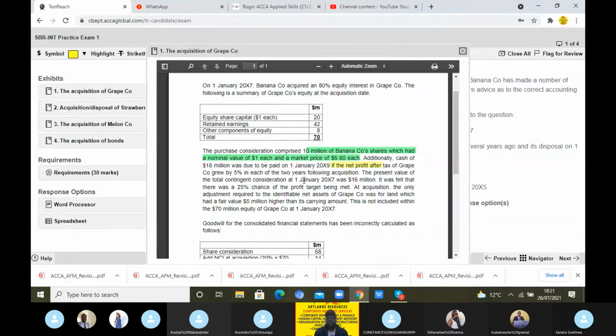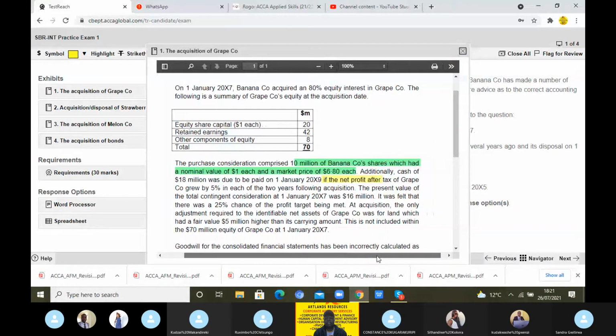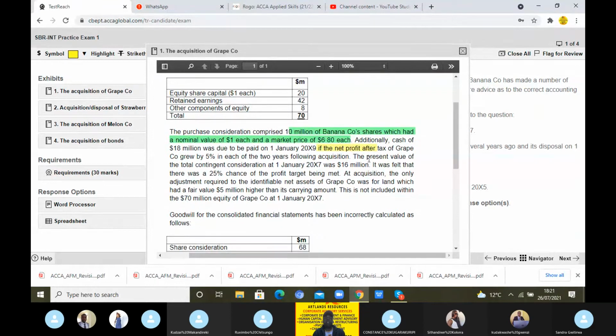So that was the present value. It was felt that there was a 25% chance of the profit target being met. Meaning, remember, contingent consideration, we record it at fair value. So even if the PV here is 16 million and there is 25% chance of it being met, it means we are going to use 25% of 16 million. That's the fair value.